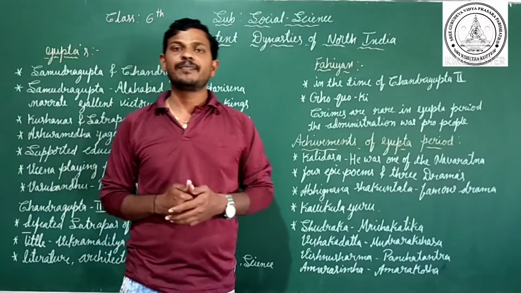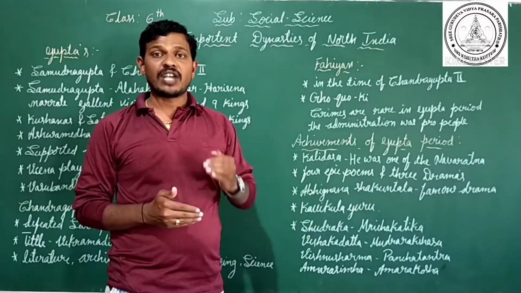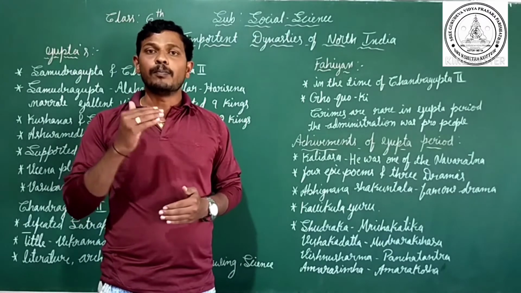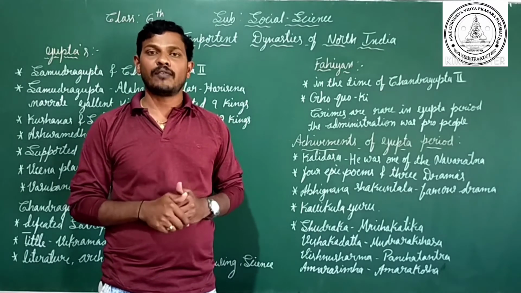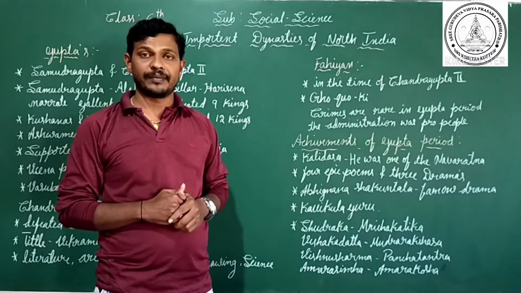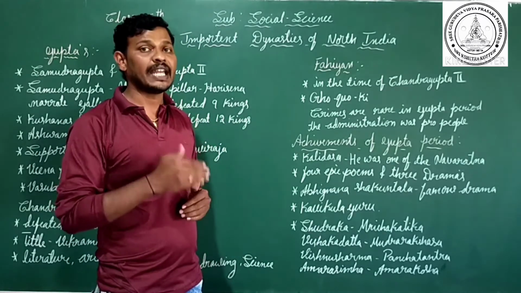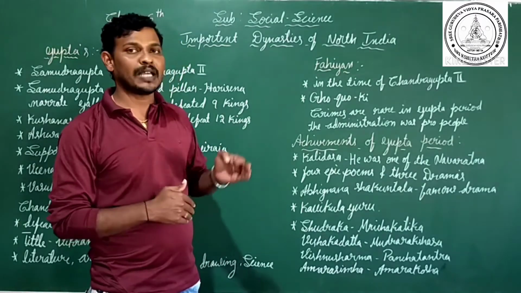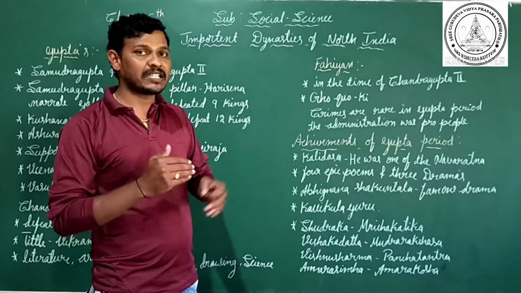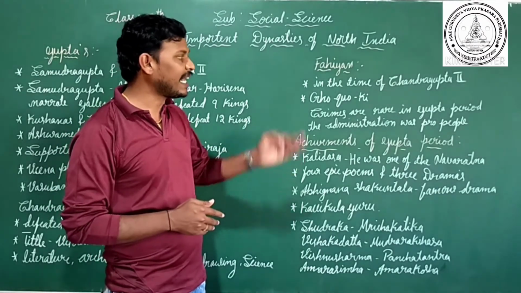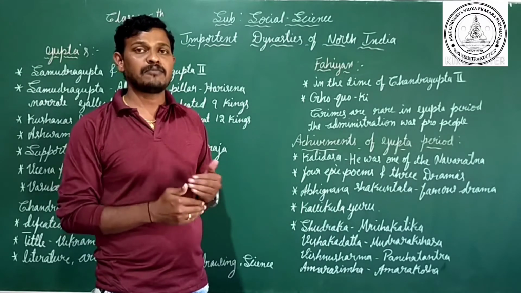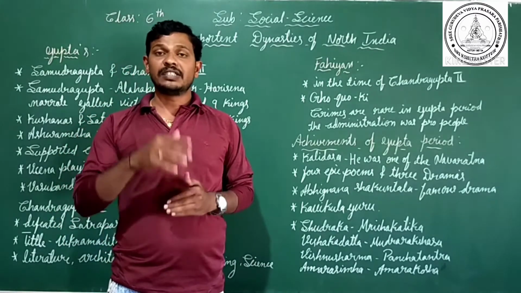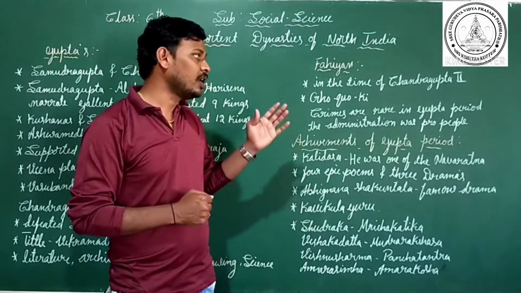One of the Chinese visitors, Fahian, was a Chinese Buddhist monk. He gave more importance to Buddhist places. He wrote a book called Fo-kuo-ki. This book gives information about Chandragupta II. Crimes were completely rare in the Gupta period, and the administration was pro-people. This is the information we got from Fo-kuo-ki.